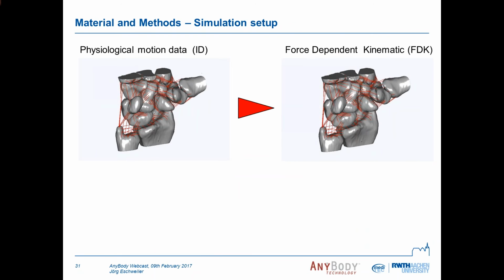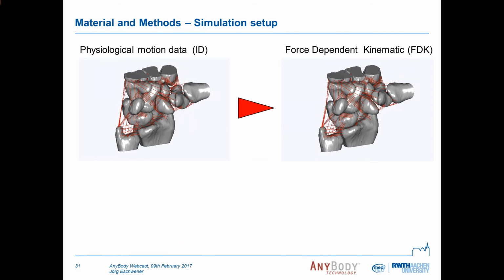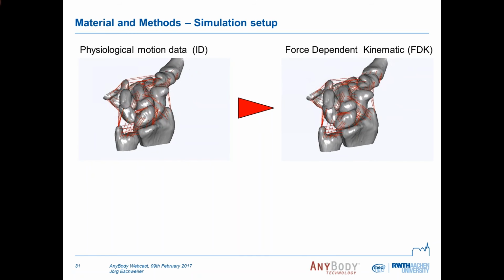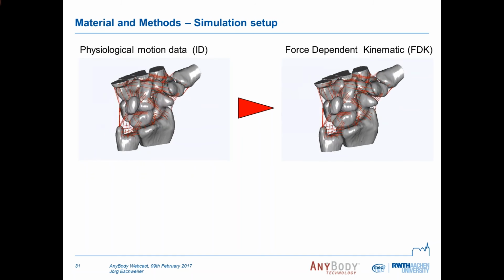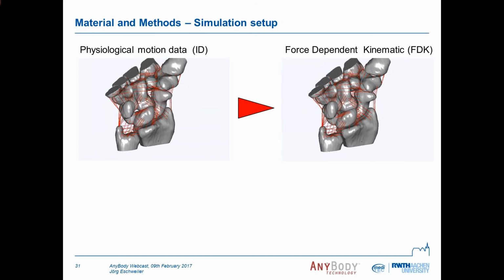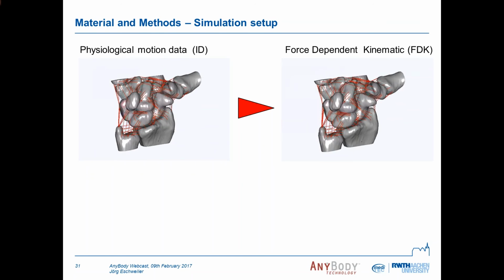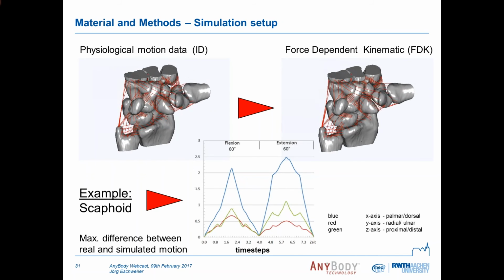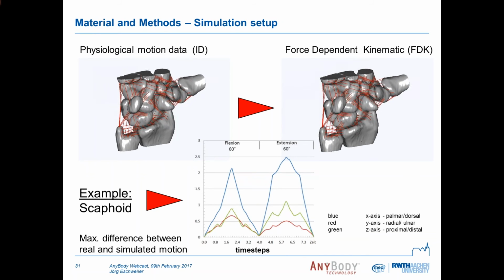Our approach uses a force-dependent kinematic algorithm which is implemented in the AnyBody software. On the left video you see the acquired physiological motion of the wrist bones, and in comparison on the right video you see the corresponding simulation results. In our mind we think that both are in good agreement. We found, for example, differences for the scaphoid, which is presented here in the figure.